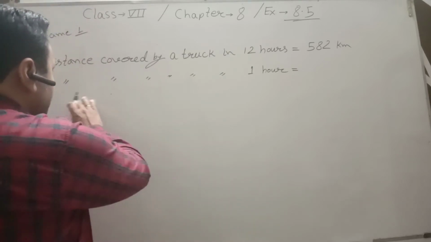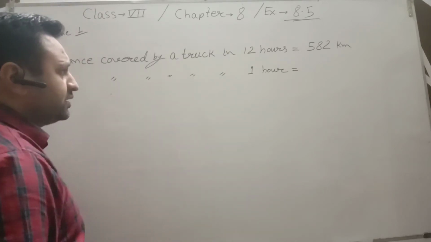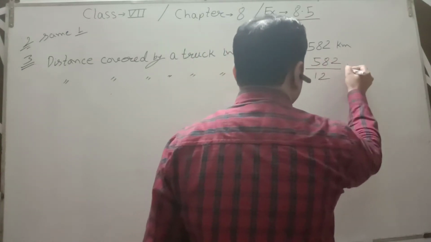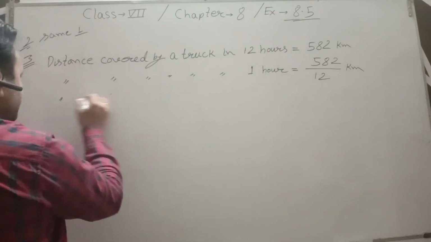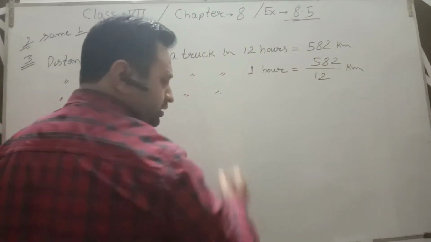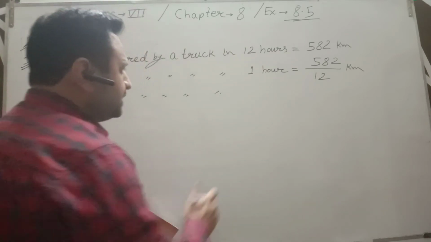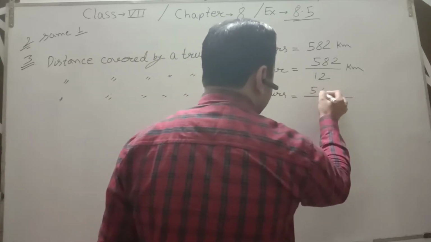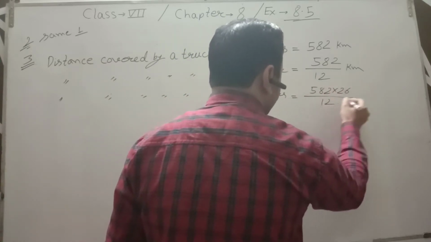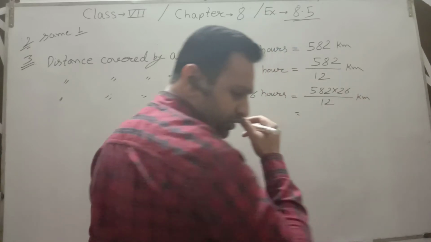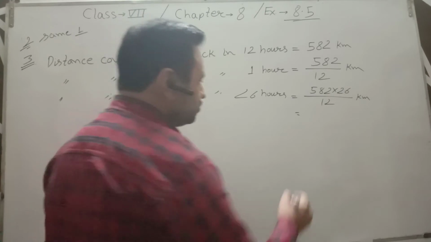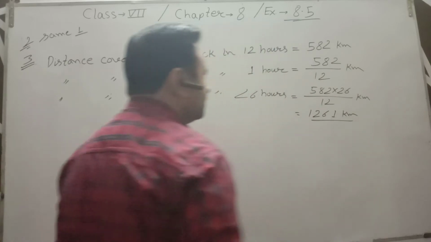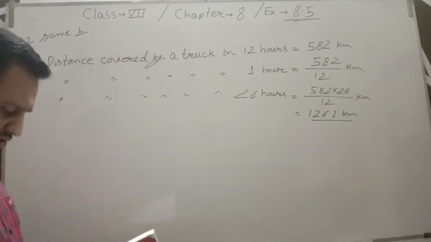So it's very simple. Using the unitary method, the distance covered by a truck in 1 hour is equal to 582 upon 12 km. And now we have to find the value for 26 hours. So 582 multiplied by 26 upon 12 km, and the value we obtained is 1261 km. Similarly, there is another part also.